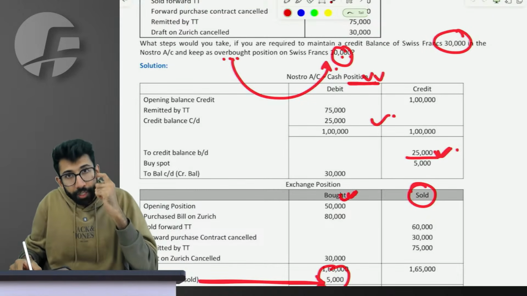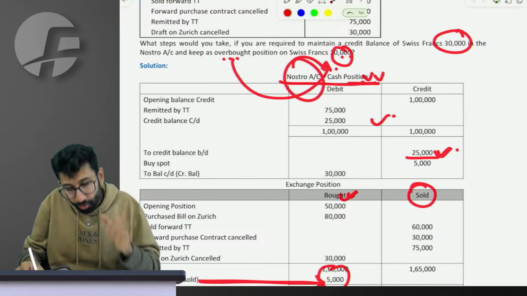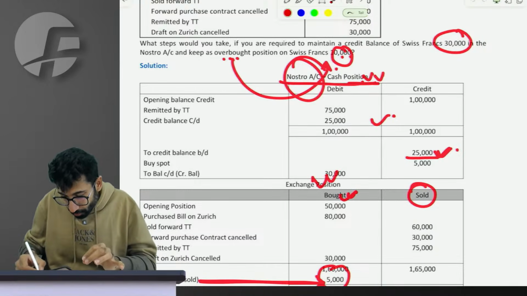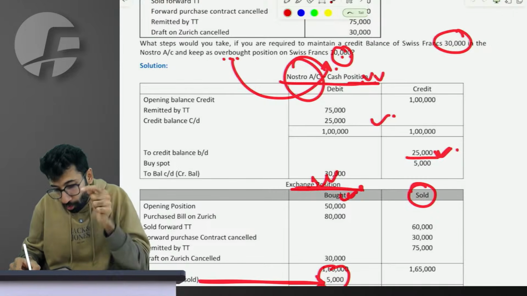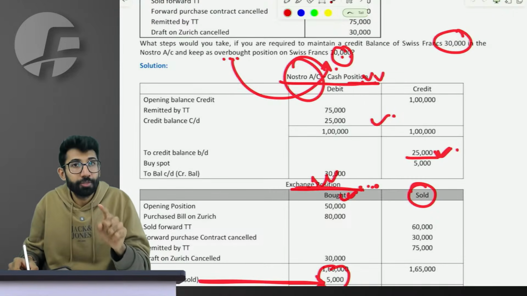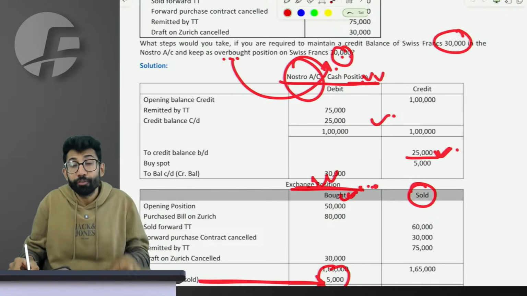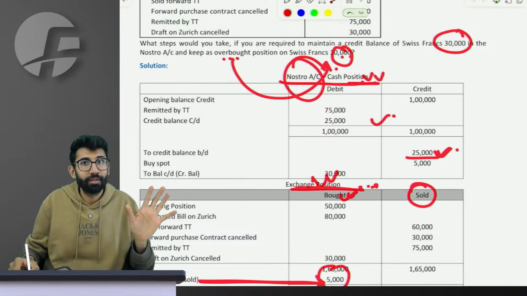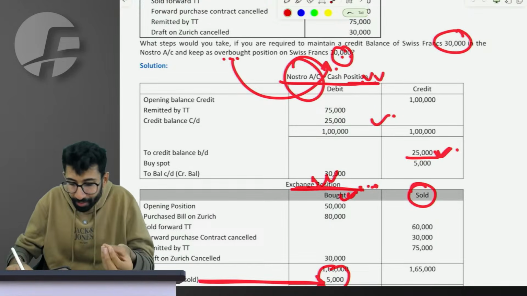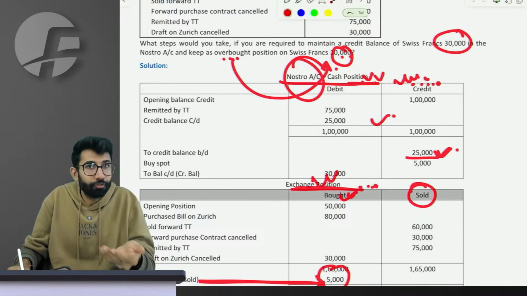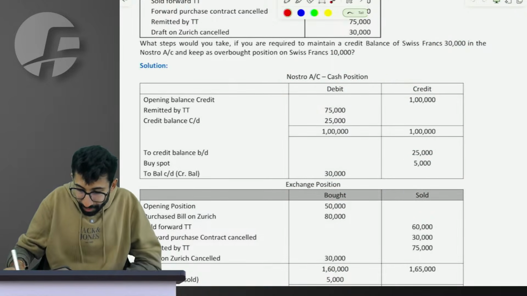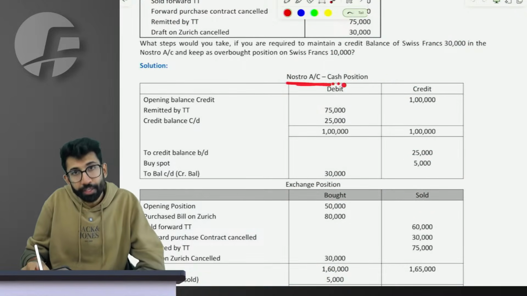Then we will figure out that after balancing nostro, what is the status of exchange position, and then the adjustment or the transaction to maintain the balance of exchange position will be in the forward account, in the forward contract. Because again, if I do a spot market transaction, it will disturb the balance of nostro, right? It is of no use. So first of all I'll do the nostro adjustment using the spot account.